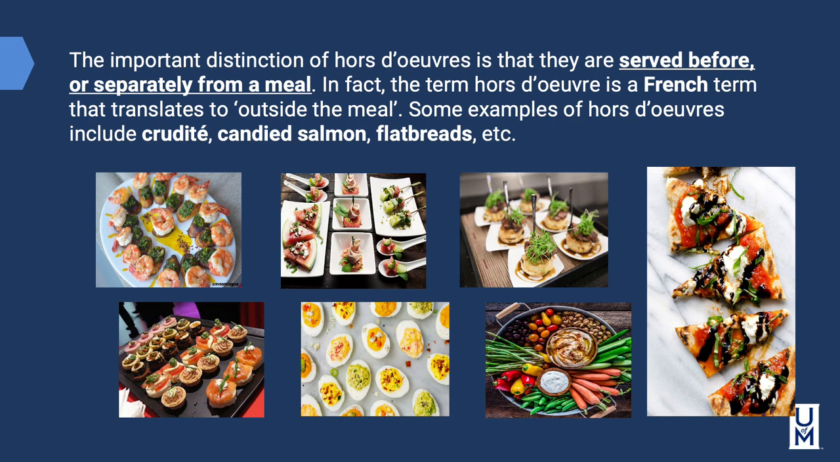An important distinction of hors d'oeuvres is that they are served before or separately from the meal. This is in contradiction to appetizers, which are typically served as part of the meal, and are designed to whet the appetite. Appetite teasers. In fact, the term hors d'oeuvre is a French term that translates into outside the meal. Some examples of hors d'oeuvres include crudité, candied salmon, flatbreads, and etc. Here is a variety of different pictures of some of the different styles of hors d'oeuvres that we'll be talking about.